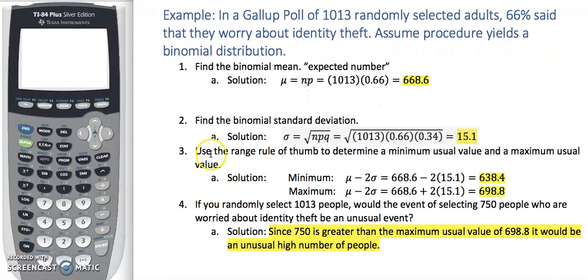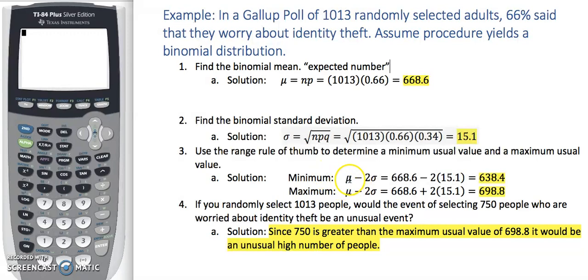So question 3, use the range rule of thumb to determine a minimum usual and a maximum usual value. Remember, the range rule of thumb gives us a range of usual values. And what that says is that if you go out 2 standard deviations, so if you add 2 standard deviations and subtract 2 standard deviations, anything within those 2 numbers is going to be considered usual values. About 95% lie within 2 standard deviations.